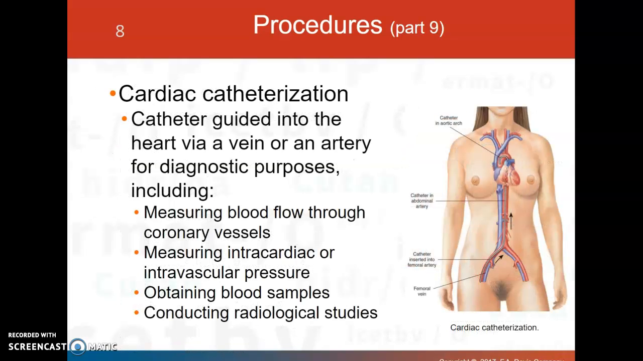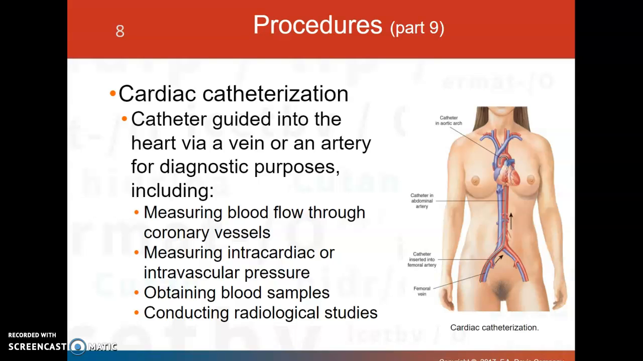So cardiac catheterization, I mentioned that earlier. This is when you fail your stress test and they're going to say, okay, let's do a cardiac cath. The catheter is guided into the heart via vein or artery for diagnostic purposes. A lot of times they go in the femoral artery, and you see the arrows, they go up through the aorta, and then to look at the coronary arteries on the heart. And if they find one that is clogged, they do the balloon stent, or the PTCA.